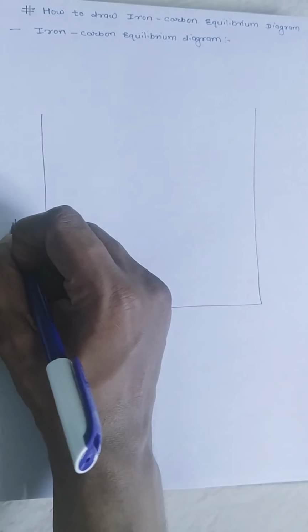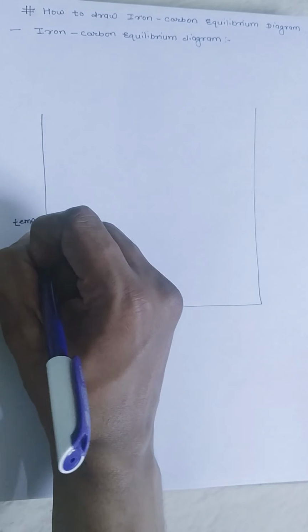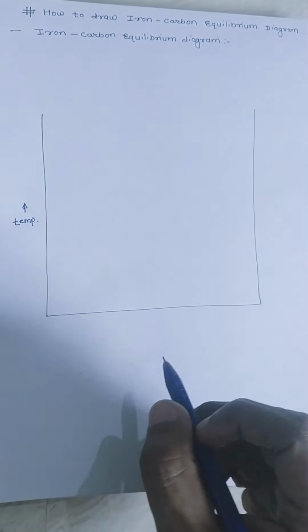Today we will see how to draw the iron-carbon equilibrium diagram. The iron-carbon equilibrium diagram is the graph which shows the relationship between temperature versus percentage composition. The temperature is plotted on the y-axis and the percentage composition on the x-axis.